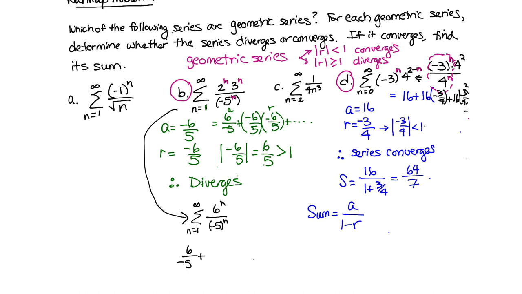But I actually don't ever do that. What I do is I say to myself, okay, I started with 6 over negative 5, and what do I need to do when I'm at my second term? Because I know this is my a value, so I know it's going to repeat.